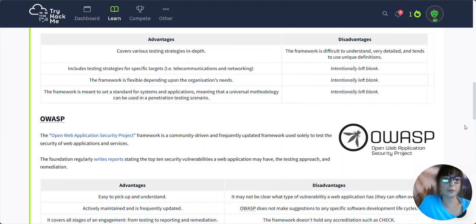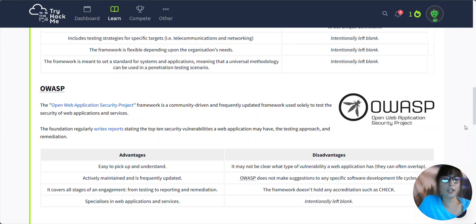OWASP. The Open Web Application Security Project framework is a community-driven and frequently updated framework used solely to test the security of web applications and services. The Foundation regularly writes reports stating the top 10 security vulnerabilities a web application may have, the testing approach, and remediation. Its advantages are 1, that it's easy to pick up and understand.